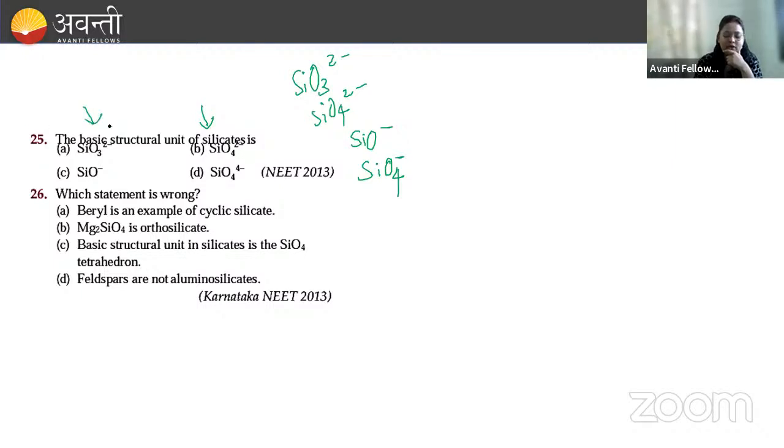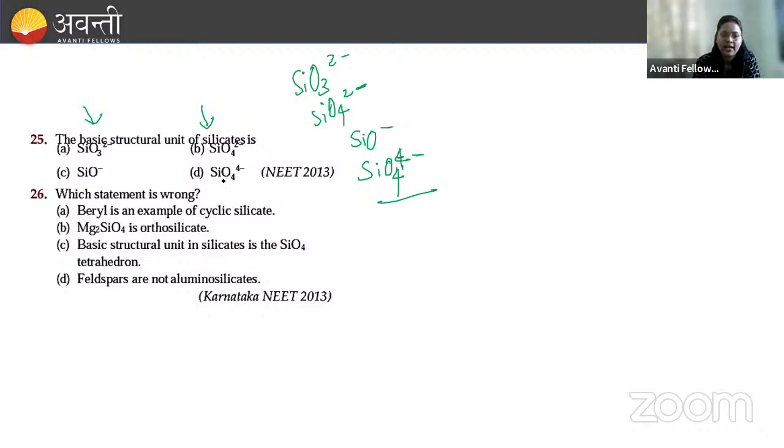Tell me which will be the बेसिक स्ट्रक्चरल यूनिट ऑफ सिलिकेट. या सिलिकेट्स का कौन सा होता है बेसिक यूनिट? आपने स्टडी किया है ग्रुप 13 एलिमेंट्स, रीड किया था कल, मैंने आप लोगों को बताया था. Yes, what will be the structure, everyone? So silicates have the basic structure and that is what? SiO4 4 minus, that is option D.